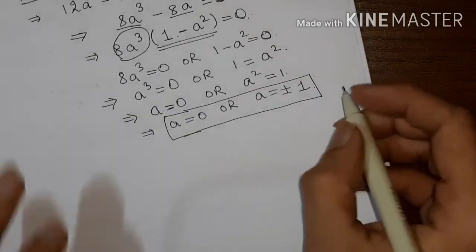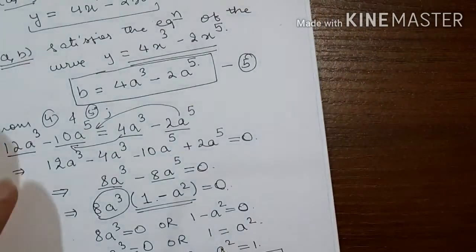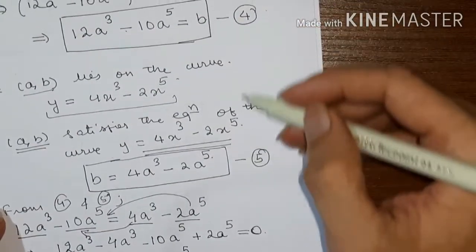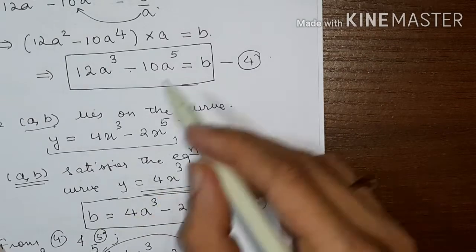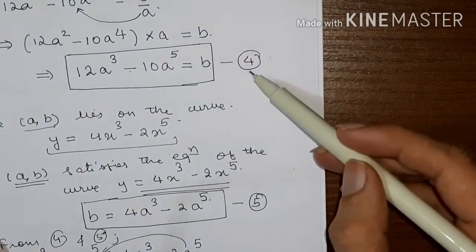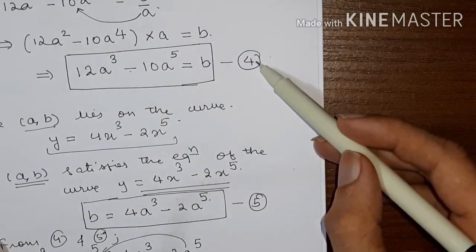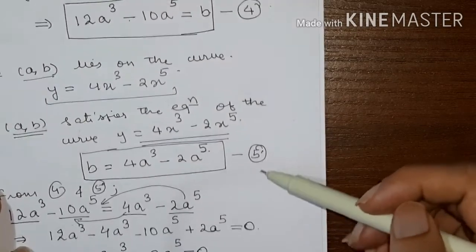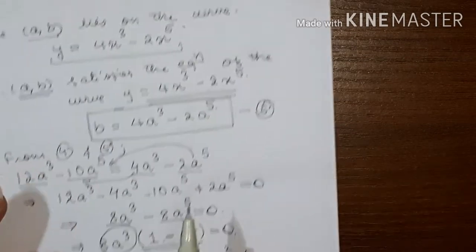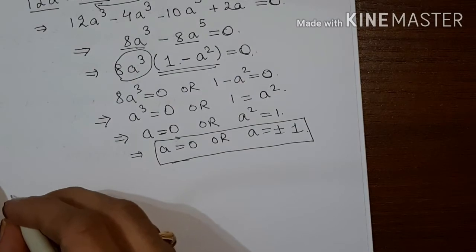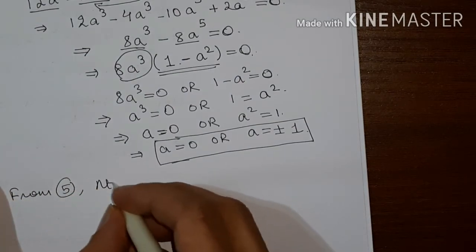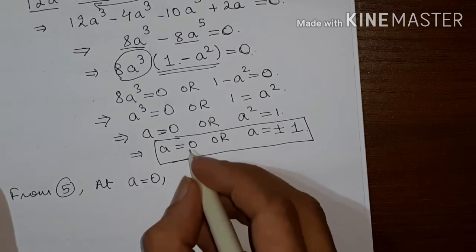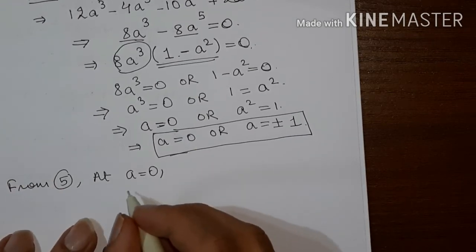Now we have to find the corresponding values for b. So we can substitute the values of a in any one of the equations 4 or 5. We have to find b, so we can substitute values of a in any one of these equations 4 and 5. I will substitute it in 5. So from 5, at a equal to 0, that is the first value of a.